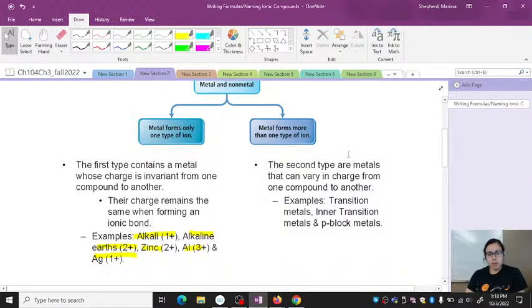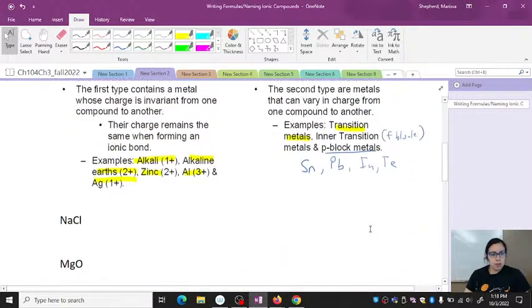And then the second one only varies in that they usually involve the transition metals or inner transition, so that's just the F block. So anytime you have an F block, and then these P block metals, so that's going to be tin and lead, tend to be the 2 most common ones, and probably indium and tellurium. But any of those kind of funky bottom ones, you're going to have to indicate the oxidation state because there could be different types. All right.